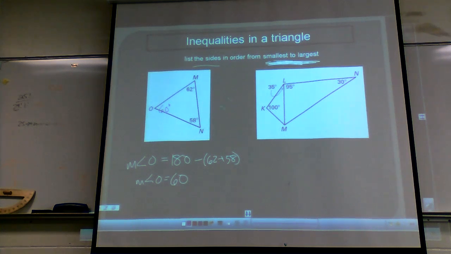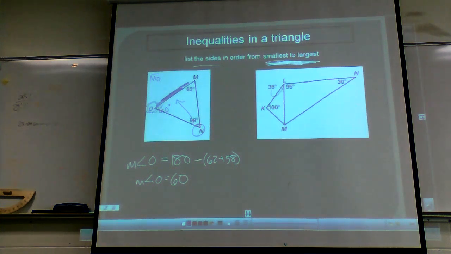Okay, so if I'm asking you now to go ahead and list the sides in order from smallest to biggest, I would go to the smallest angle first, which is N, correct? Draw a little arrow from it to the side opposite. That means that this side right here is directly opposite that angle. So that means that MO is the smallest side.